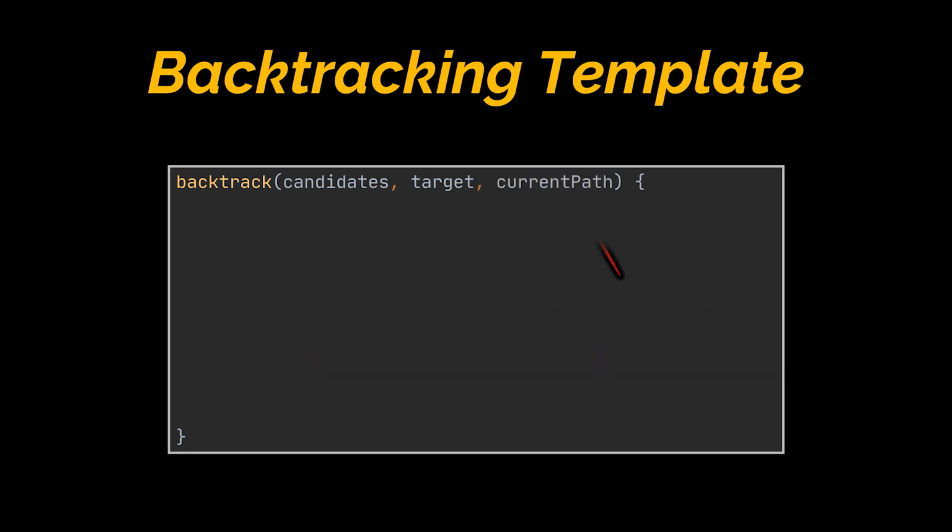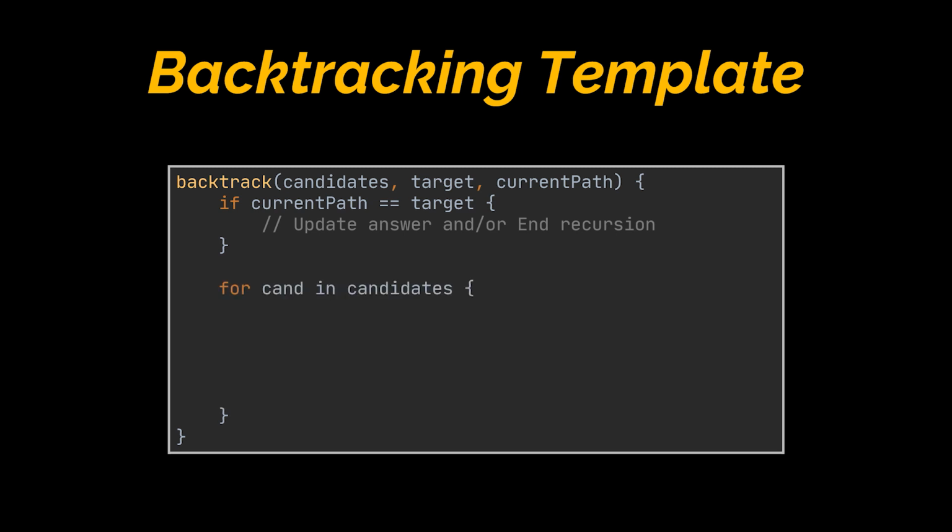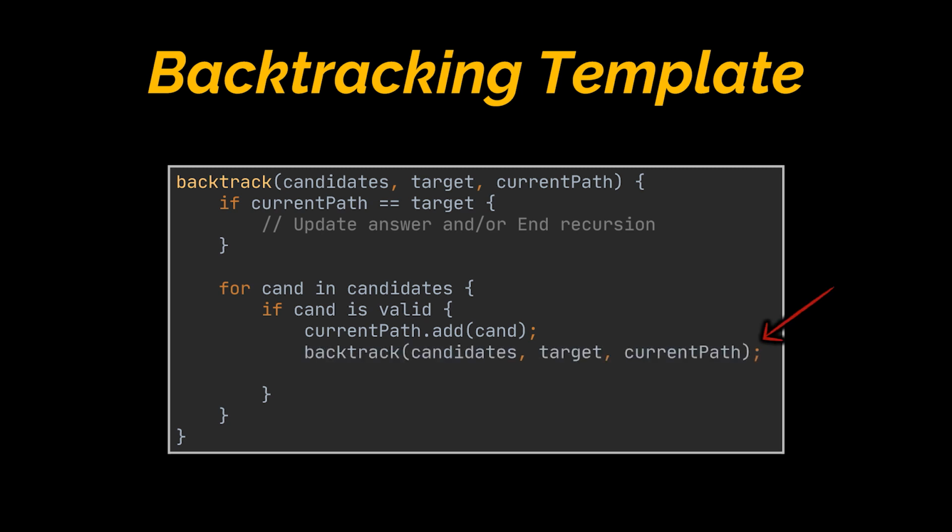So what we need is some sort of variable that allows us to keep track of the current path under traversal, and as soon as the path we are traversing matches the target we are looking for, then we can update our answer and end the recursion. Now, to modify the path currently being traversed, we need to iterate through all our candidates within this method. And if the current candidate at hand is valid, we can go ahead and add it to our current path. At this point, what we need to do is call the backtrack method again, allowing us to explore this path further, as until now it may very well lead us to the result we want.